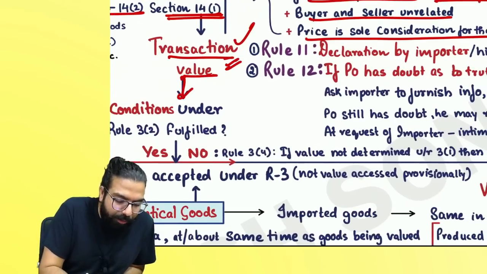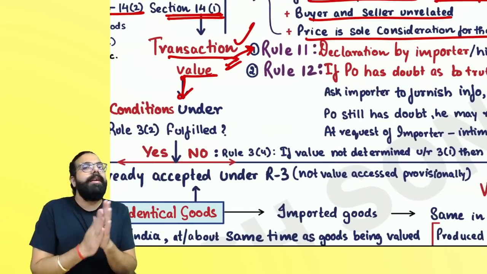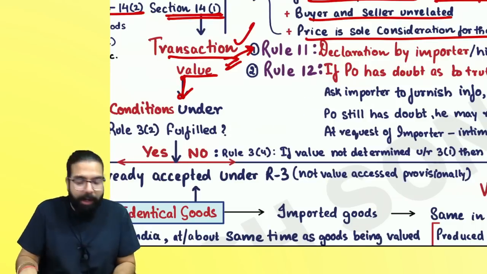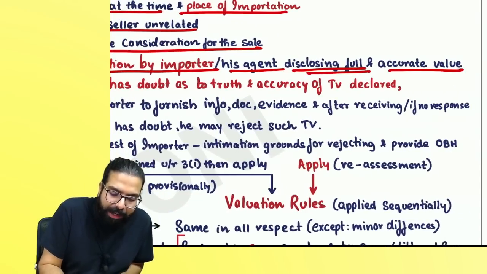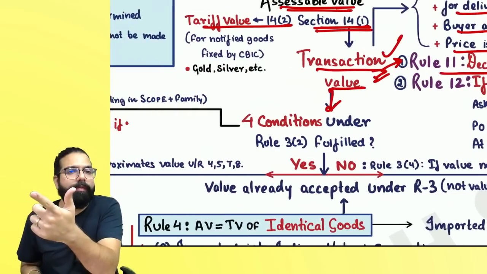Once the transaction value has been arrived at by you, rule number 11 says you have to file a declaration. Declaration as to the truth and accuracy of the value which you have declared. The declaration by the importer or his agent discloses the full and accurate value.